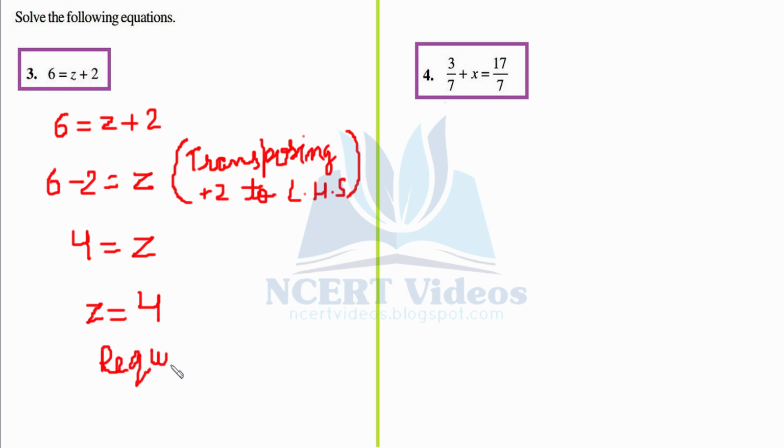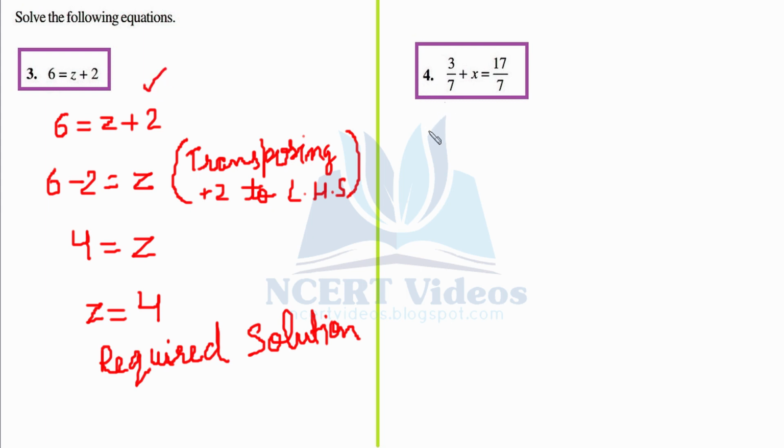required solution. Now if you want to check it, plug 4 at the place of this variable z. So 4 plus 2 would give you 6. Therefore this is your required solution.